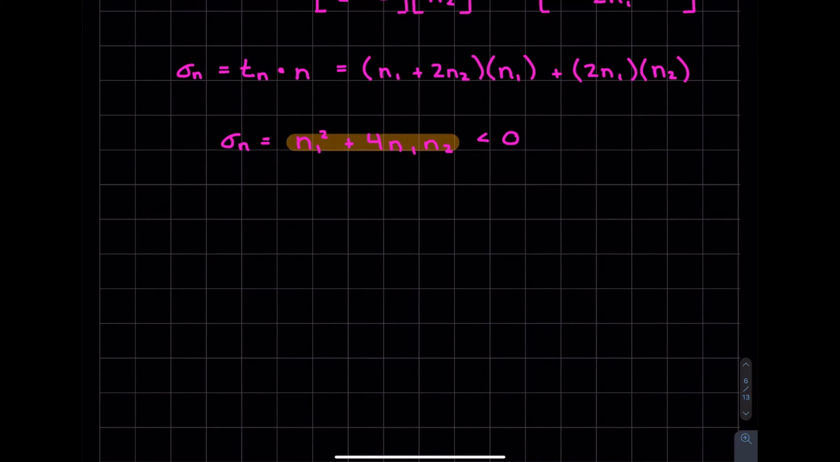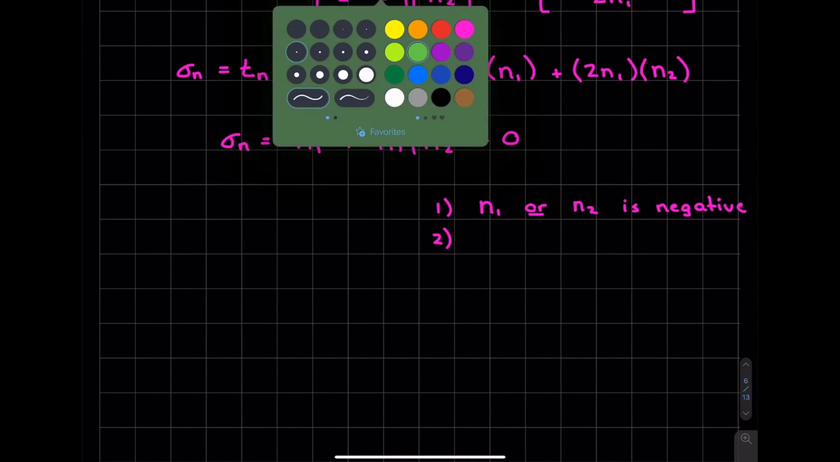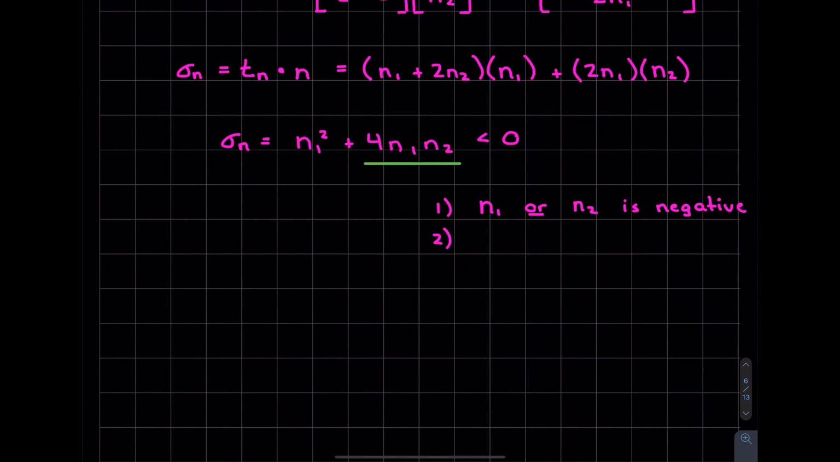It's going to come down to basically two scenarios, or two goals that have to be met at the same time. The first one is n1 or, and I have to put or here, n2 is negative. So one of those points has to be negative. The reason why is that the only way this term is going to be negative, and I'll switch to green here, is if this right here is a negative value. Because of course n1 squared, whatever n1 is, is always going to be a positive value. So this right here has to be the negative term.